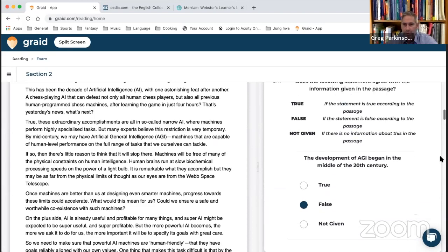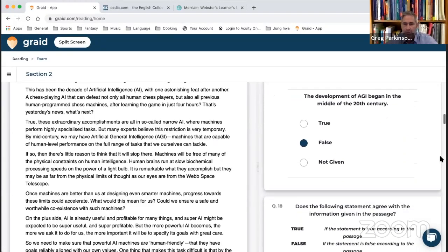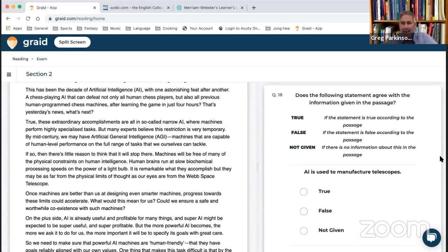All right, let's make sure we've put false there. Very good. So 18. AI is used to manufacture telescopes. Now, the word I'm going to be scanning for there is telescopes. Hopefully you can see what I'm doing when I'm choosing words to scan for. I'm looking for the keyword which I can isolate easily in the reading, right? Now, you've probably been scanning at the same time, and hopefully you've seen that word there, right?